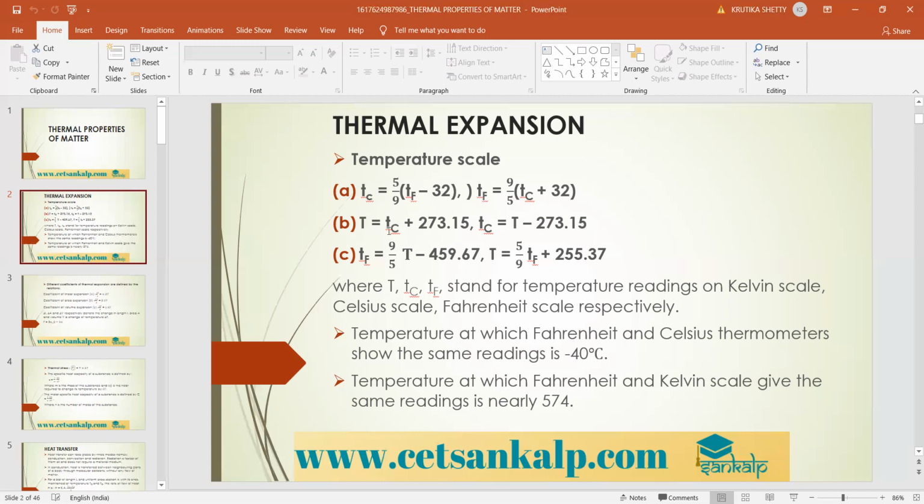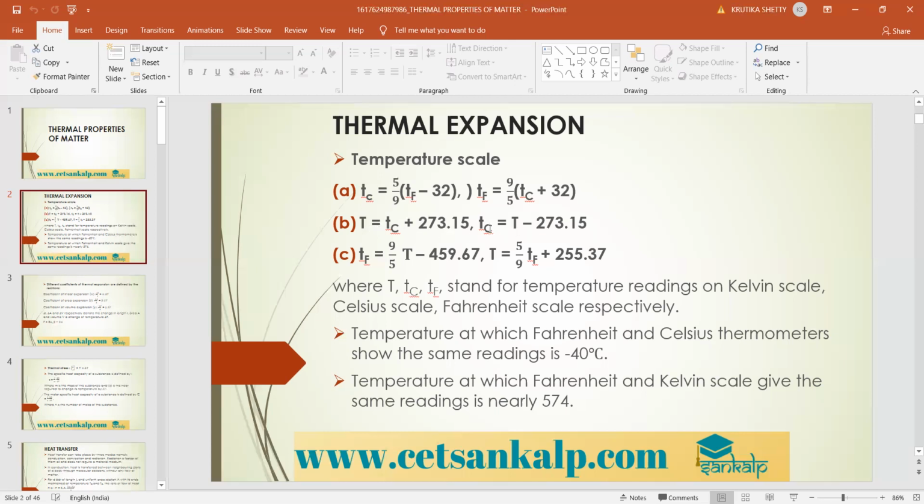Then the second one, the relation between the Kelvin scale and the Celsius scale. Here the Kelvin scale is denoted by capital T and the temperature in Celsius scale by Tc. That is T is equal to Tc plus 273.15. Suppose you have a temperature like 30 degrees Celsius, how can you convert it into the Kelvin scale? That is 30 plus 273.15. Then you will get the temperature value in Kelvin.